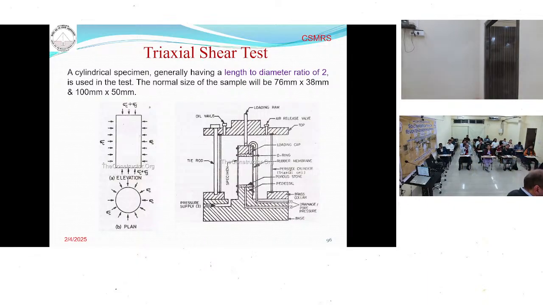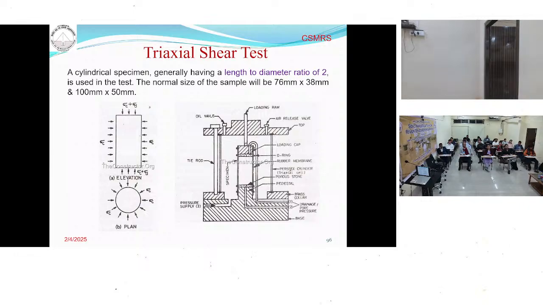So over that we put a rubber membrane so that the sample does not come in direct contact with the water when the cell is filled with water. The pressure is applied by increasing the water pressure in the cell. And this is the loading yoke here. From the top, we apply the normal stress here. You can see the picture.